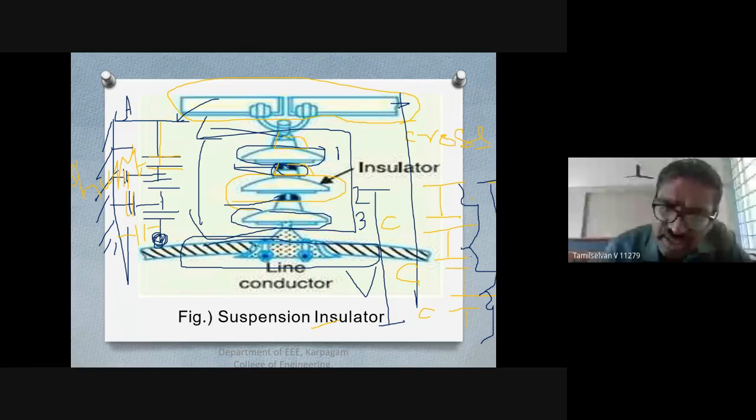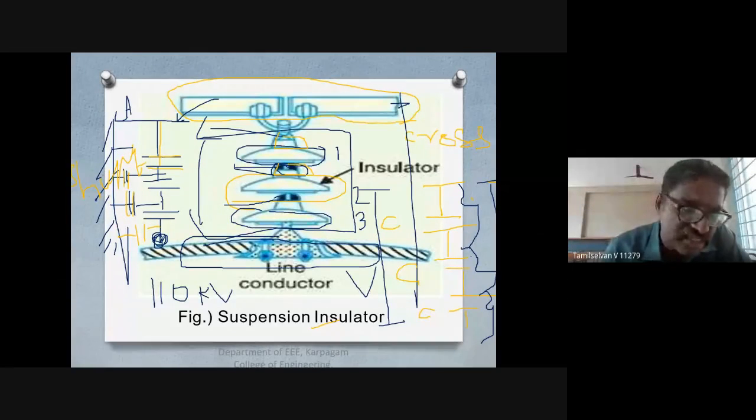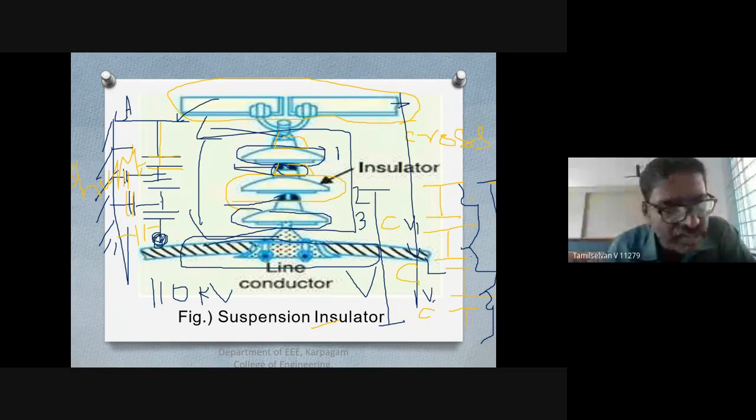Sure, definitely. Why? Because suppose the line is carrying 110 kilovolt, so the disk nearest to the line is going to be under more stress, because the line conductor near the disk will have the maximum voltage. Automatically, the charging current through this string will give the maximum voltage across the disk nearest to the conductor. Suppose this is V1, this is V2, and this is V3, then the V3 voltage will be more than V1 and V2.